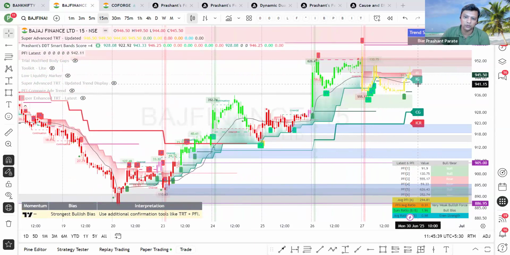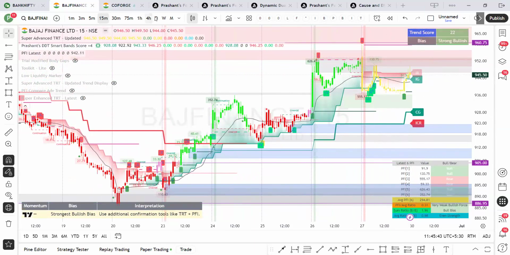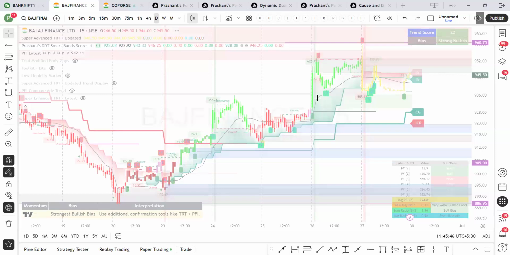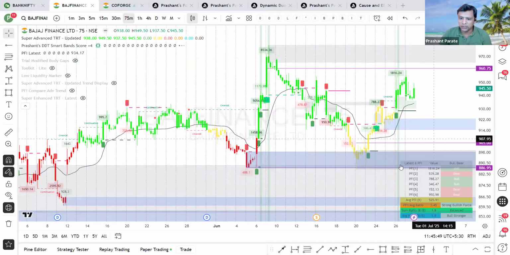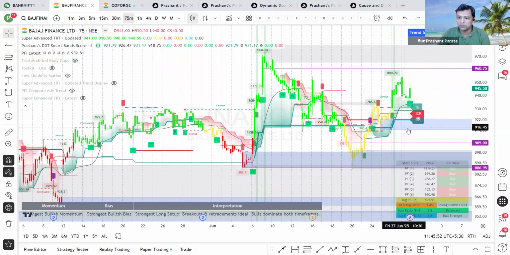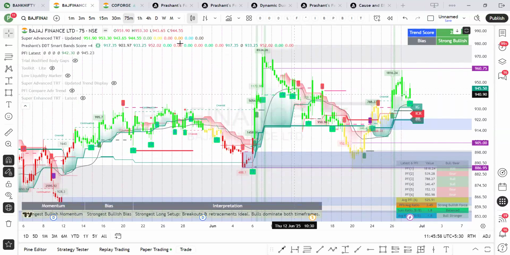You have to decide which you want to follow. If you follow 15 minutes, you will have to exit early. I only follow daily and 75 minutes. So you can use that daily and 75 minute. Based on that, we have levels which are visible. You can keep those stop losses and use that. Don't worry about other time frames.